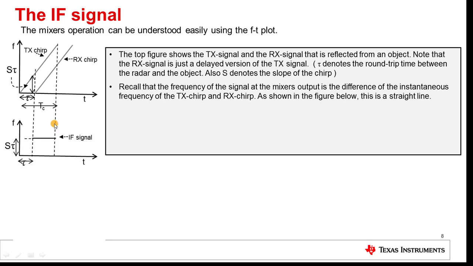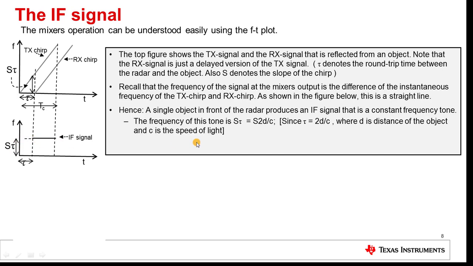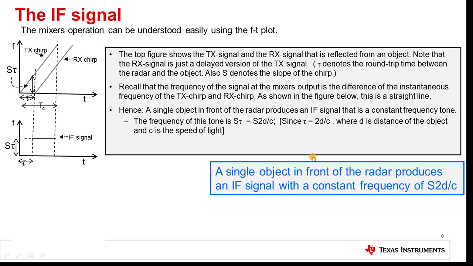So a single object in front of the radar produces an IF signal consisting of a single frequency given by S tau. Now tau, the round trip delay from the radar to the object and back, can also be expressed as twice the distance to the object divided by the speed of light. So this is the fundamental concept to remember. A single object in front of the radar produces an IF signal with a constant frequency given by S 2D by C.